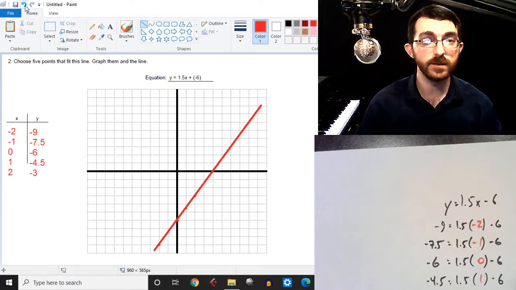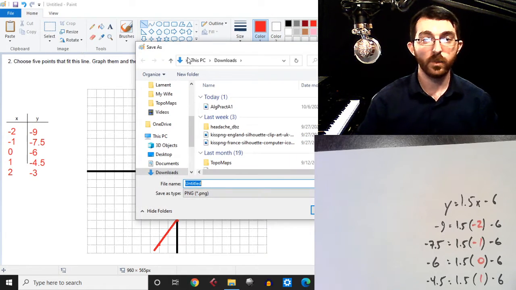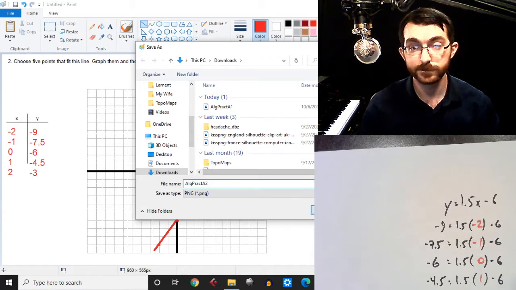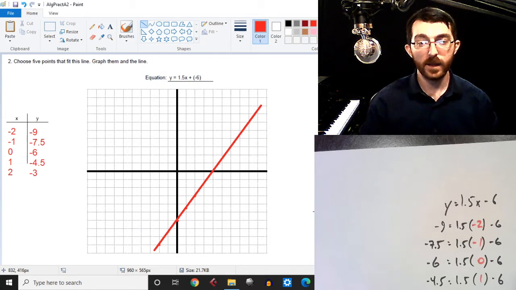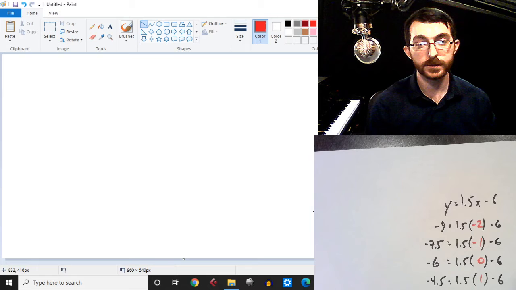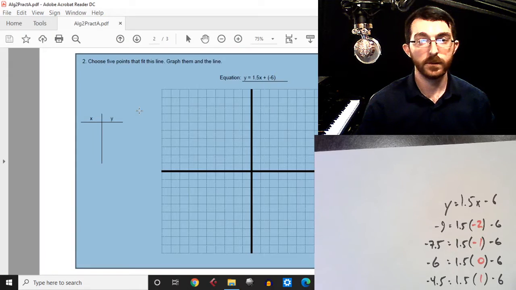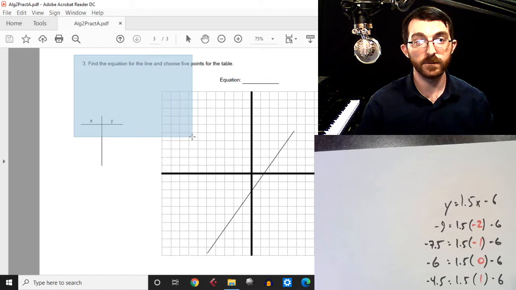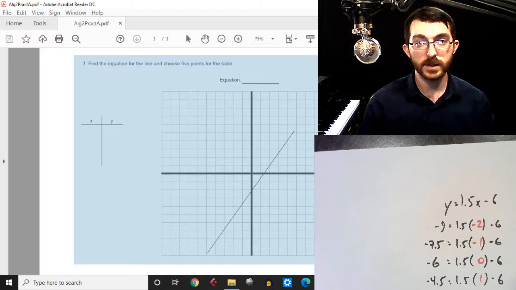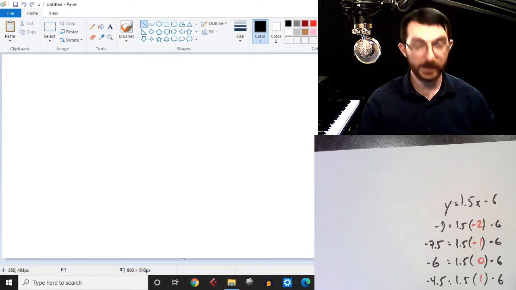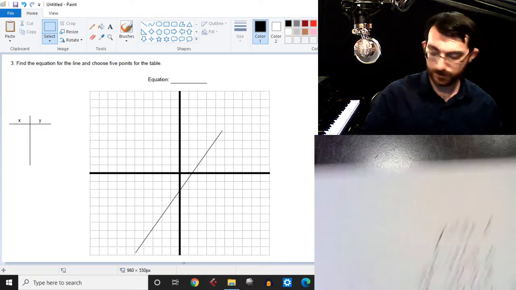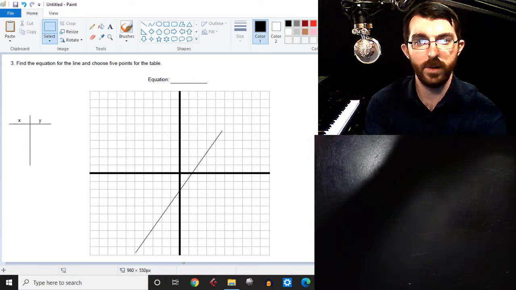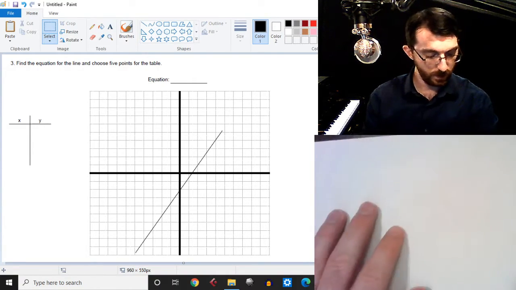All right, I'm going to go ahead and save this so that I can import it to algpract A1, 2. Okay, last but not least, moving down, let's get a snapshot of this. Find the equation for the line, and choose 5 points for the table. Okay, new sheet of paper.